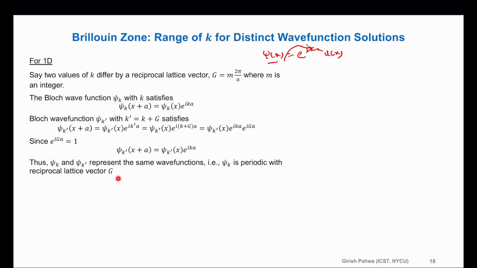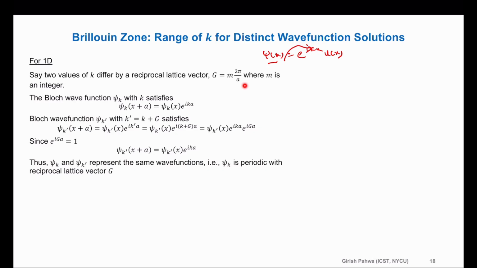But what if I want to find the distinct wave functions? After every g it's repeating. I don't want that. It's repeating, fine, but I want to know what are the unique wave functions that I have. Do I have some range of unique wave functions? How do I find it? Because after every g it repeats, and g can be anything, m times 2 pi by a.